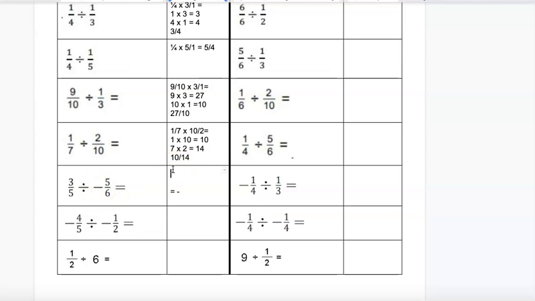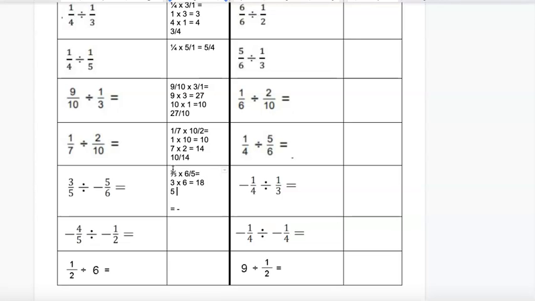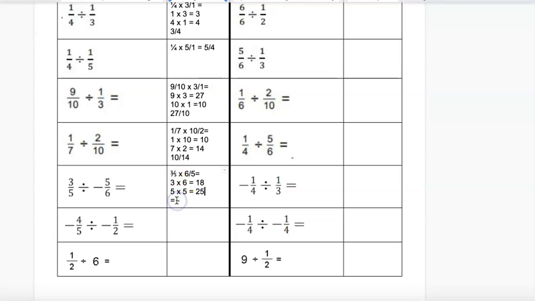We're going to rewrite this as 3/5, keep, right? Keep the first fraction, change the sign to multiply, and flip the last one. Since we already took care of that negative, we can ignore it in our minds and just continue solving. That's 3 times 6 on top, which is 18. 5 times 5 on the bottom is 25. And then we put that in our answer as -18/25.